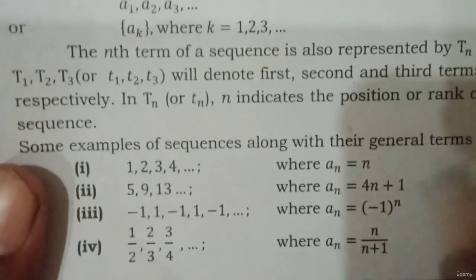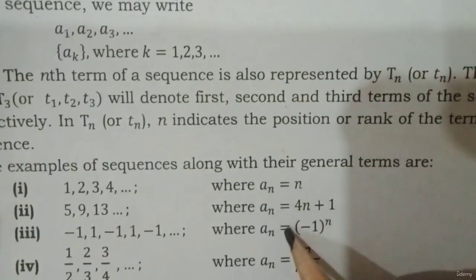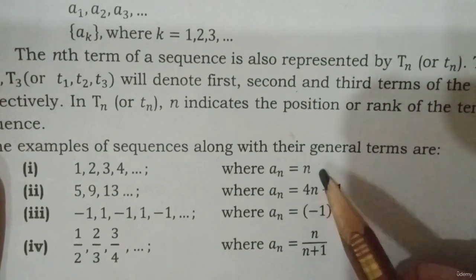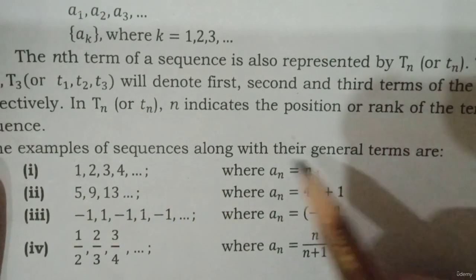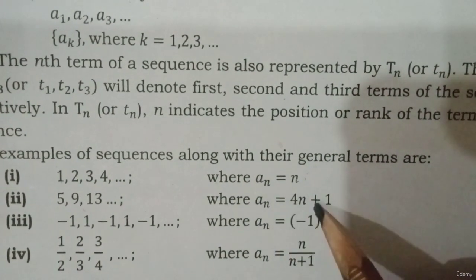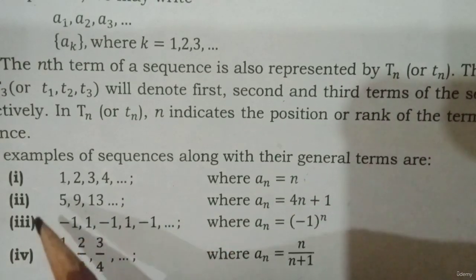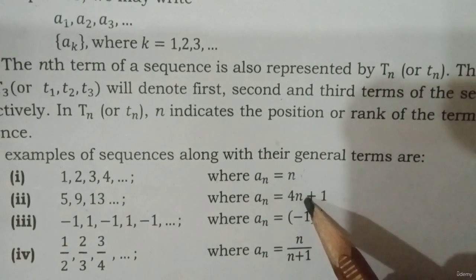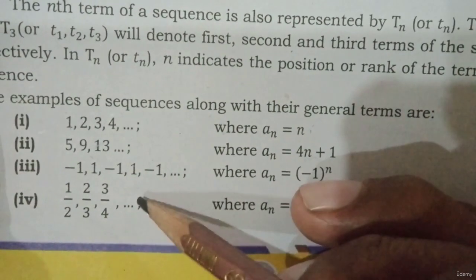There are some examples, like 1, 2, 3, 4, where a_n is equal to n. This is your nth term. If you put n equal to 1, the first term appears; if 2, I have already told. Now 5, 9, 13: there is a definite rule, a_n is 4n plus 1. If you put 1, then you will get 5. If you put 2, you will get the second term, and so on. And there are more examples for it. So this is the sequence.